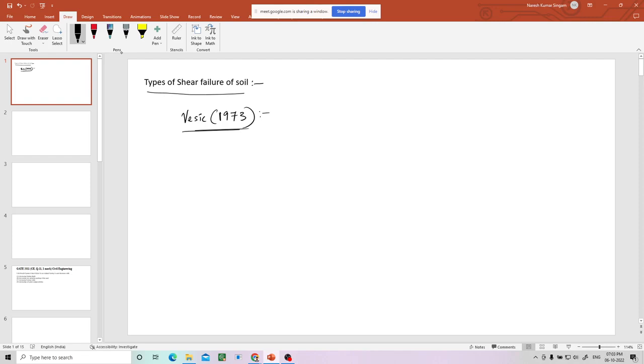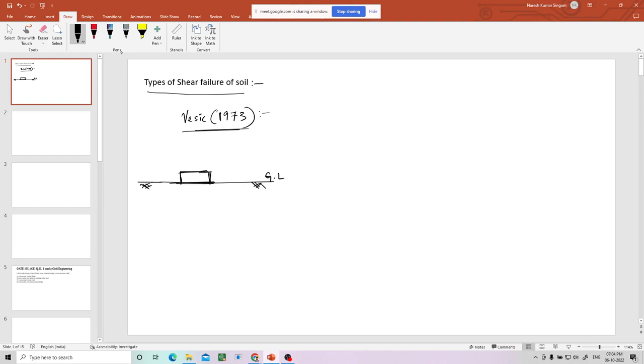So coming to the types of shear failures of the soil, in 1973 Vesic classified the bearing capacity failures into three categories. So what is bearing capacity? Let us take a footing. This is the ground level or ground surface.